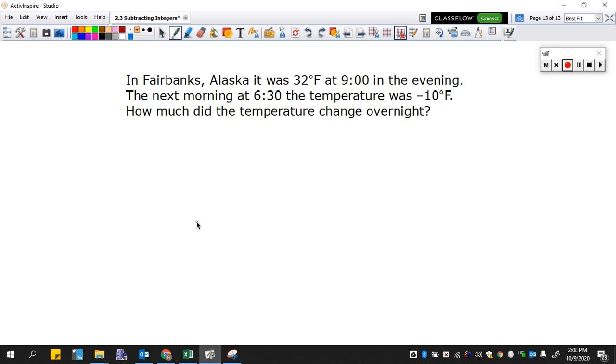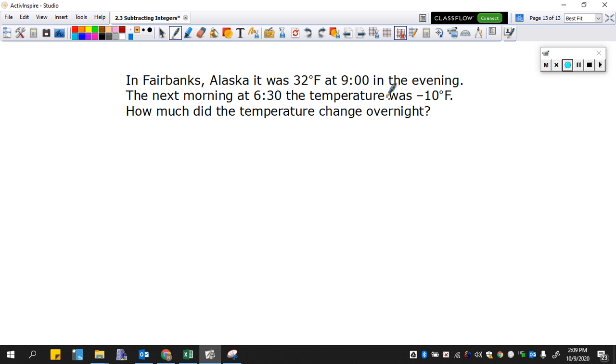All right. Now we have the last problem. It says in Fairbanks, Alaska, it was 32 degrees Fahrenheit at 9 o'clock in the evening. The next morning at 6:30, the temperature was -10 degrees Fahrenheit. How much did the temperature change overnight?